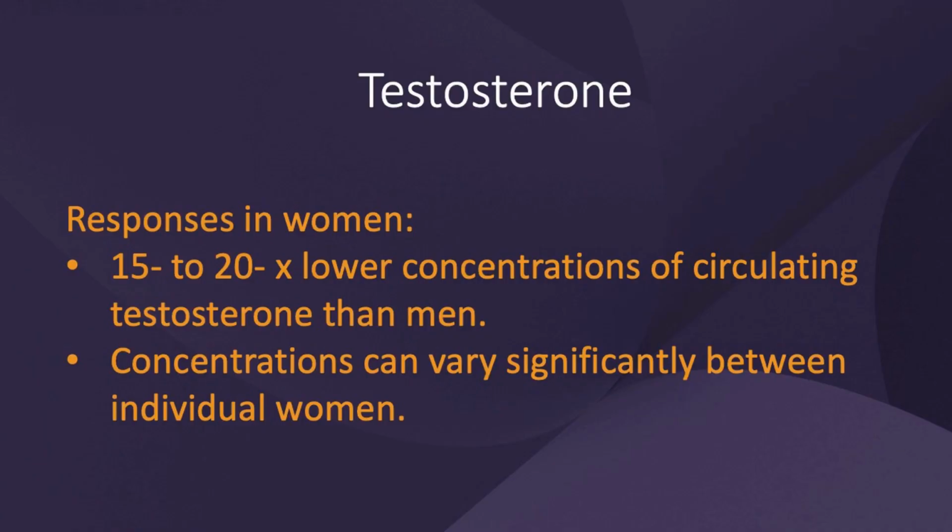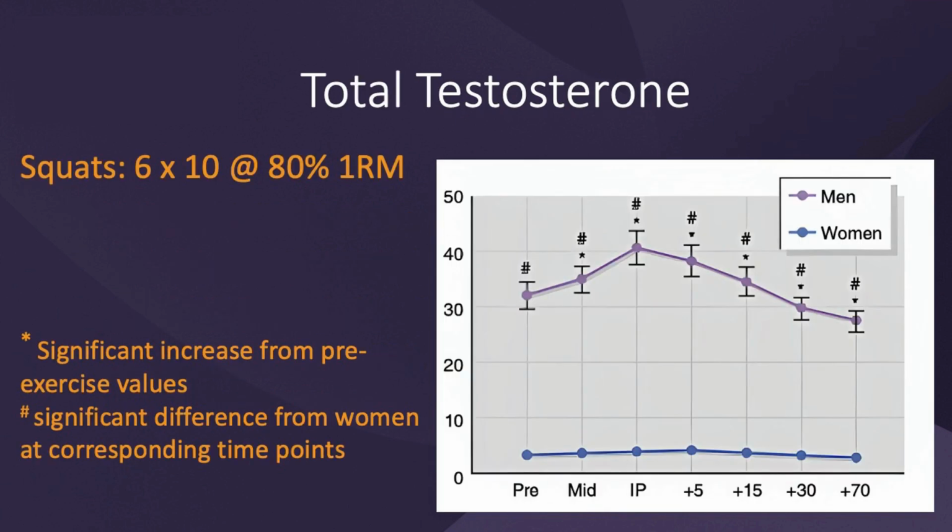A note here is that being able to perform 10 reps at 80% of your 1RM for 6 sets is quite tough. However, as this study showed, this type of intensity was able to elicit this acute positive increase in testosterone concentrations. Women have about a 15 to 20-fold lower concentration of circulating testosterone than men, but it does vary substantially between women and subgroups of female athletes. The difference between men and women can be highlighted by this figure, which is the result of the squat study.